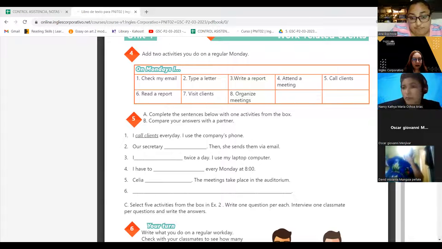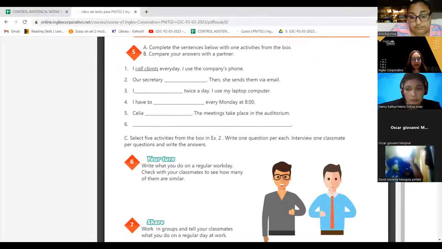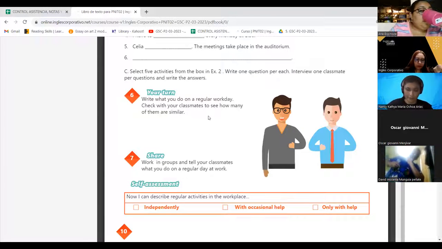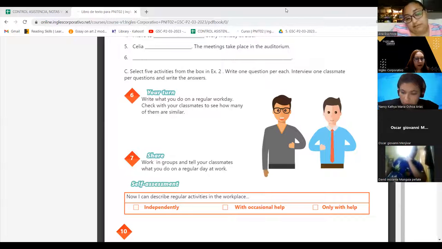All right. So, pay attention to the exercise here. It says, write what you do on a regular workday. Check with your classmates to see how many of them are similar. Este ejercicio lo haríamos si estuviéramos en un salón de clases convencional, pero como estamos en clases en línea, vamos a hacer uso de los breakout rooms y vamos a trabajar en grupo, ¿ok? No van a escribir lo que ustedes hacen en un día convencional. Lo que van a hacer a continuación es que van a crear un personaje en grupo.